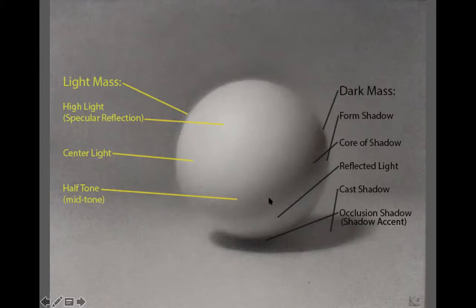Why does this happen? As an object turns away from a light source and goes into shadow, why would we have a situation where we see some reflected light and we see this darker area of shadow that we call the core of the shadow? Why would that happen? Anyone want to take a guess? Or, I guess it would be an educated guess based on your observation here.